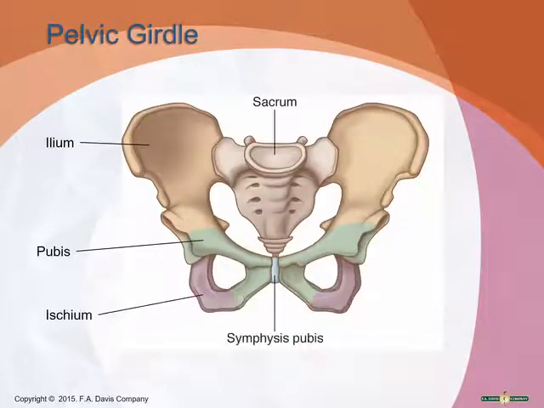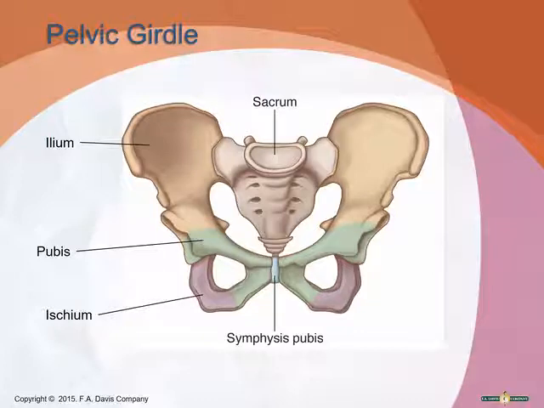The pelvic girdle. There are actually 2 bones that form the hip. The 2 large bones of the hip are called an os coxae, C-O-X-A-E. Also might be called a coxal bone, C-O-X-A-L. Together they form the pelvic girdle, and they're really the foundation of the pelvis.